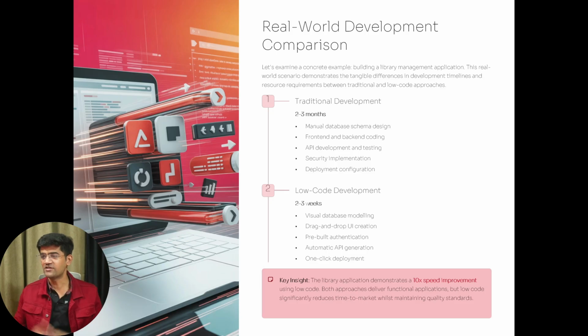So the difference between traditional development and low code development is that traditional development requires 2-3 months to develop a piece of content. We need to design the database manually. We need to design the front end and back end on our own. We need to code for that. We need to do the API development and testing of the API. We need to do our own security implementation. Then we need to handle the deployment configuration as well.